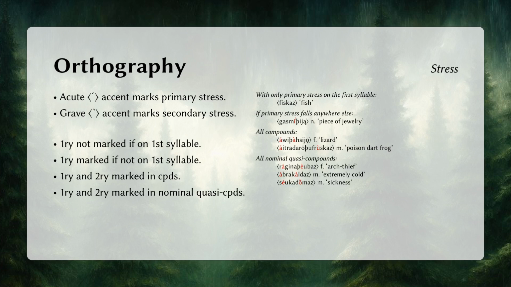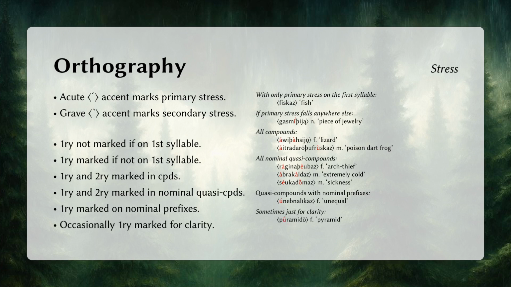In a quasi-compound where the prefix or suffix member is still quite recognizable as a noun or an adjective, I mark both the primary and secondary stress just as if it was a compound. In quasi-compounds with nominal prefixes, I have a habit of just marking the primary stress on the outermost nominal prefix, but not the secondary stress. This is admittedly inconsistent. Maybe it would be good to mark both. I don't know, I just haven't felt the need to. Occasionally, for the sake of clarity, even if the primary stress falls on the first syllable, I might still mark the primary stress if it in any way might look tempting to place it somewhere else.